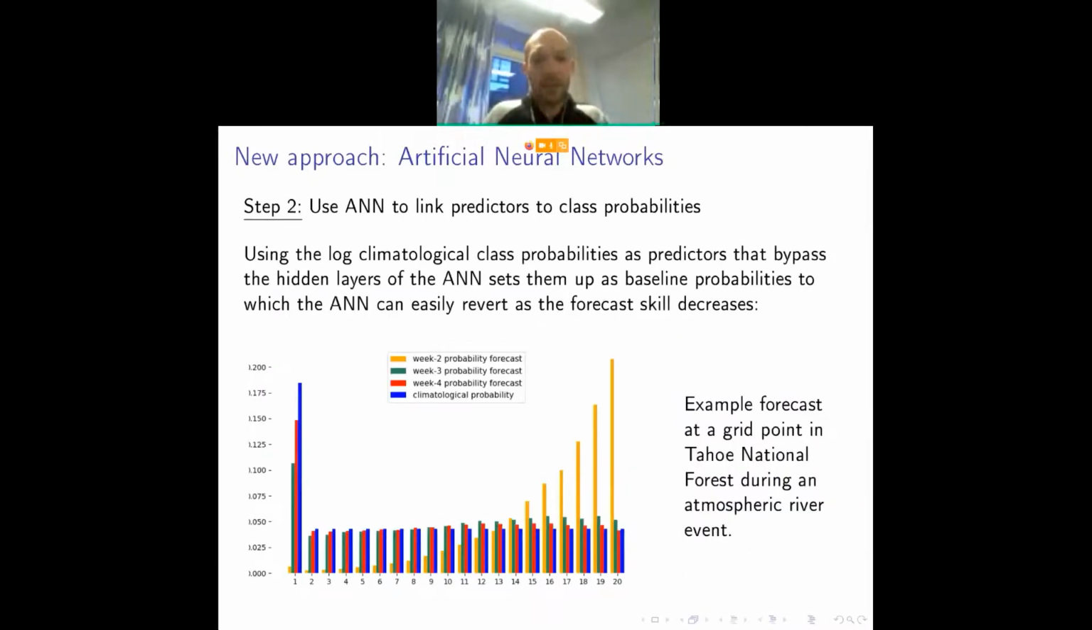An example of this is shown here for a particular location during an atmospheric river event, where we compare the forecast probabilities that we get with lead times of 2, 3, and 4 weeks. We see here that with a 2-week forecast lead time, we still get a relatively strong signal, and a relatively strong shift towards high probabilities of precipitation. But for longer lead times, we lose the confidence in our forecasts, and the probabilities revert back to the climatological probability.